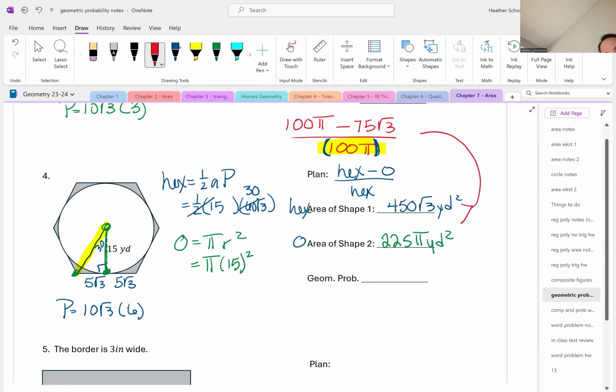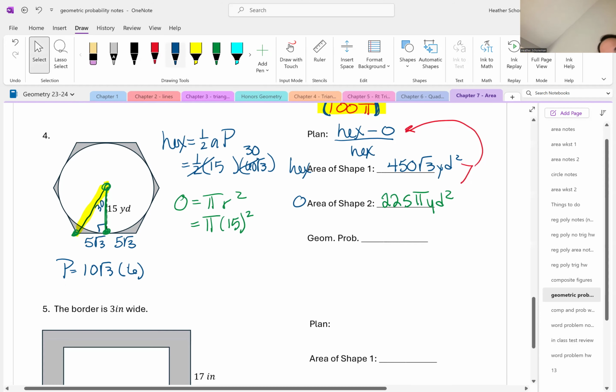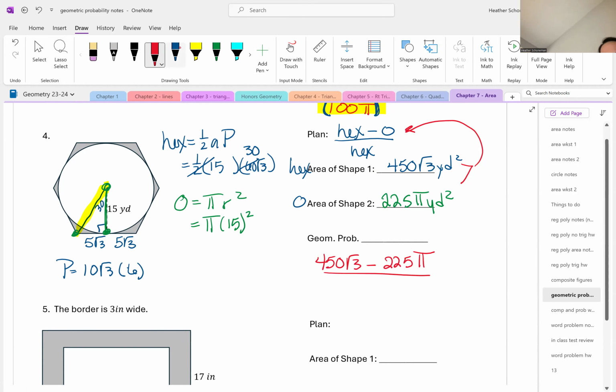Okay, take these two numbers, went too far, and plug it into the formula. So that means we're going to have 450 square root 3 minus 225 pi divided by 450 square root 3. Now, if I look at the bottom, I'm not dividing by 450. I'm dividing by 450 and that radical. So this is a situation where I need parentheses.